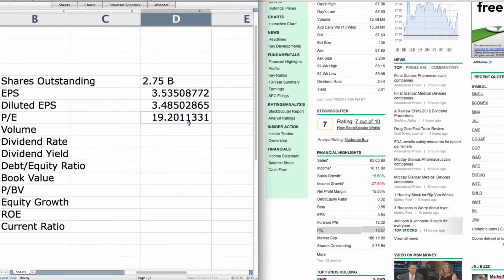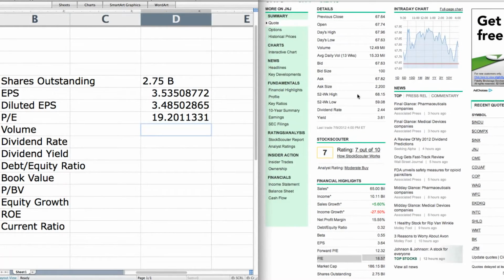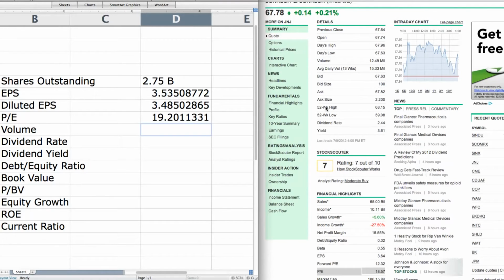So the number that I actually calculated is more accurate than what's being displayed here on MSN's top level page. They need to actually update that. Okay, so the next number is the volume. That number isn't something you have to calculate, that's just something that's going to be reported. It can be found right here on the top level page, and it's 12.49 million shares in 1 day. So for the 9th of July 2012, there were 12.5 million shares traded for Johnson & Johnson.